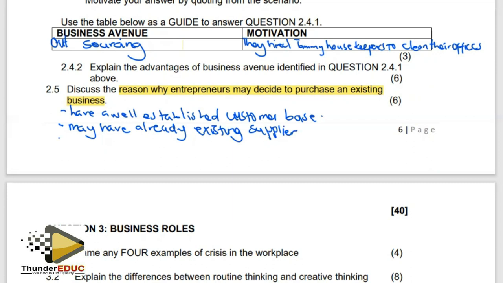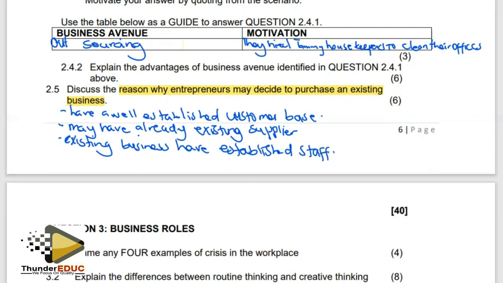To get new suppliers may be very complicated. Just to start from scratch, looking for new suppliers, it's not easy. Just buy an already existing business which has its existing suppliers. Besides that, existing businesses may have established staff. You see, the staff are already experienced.